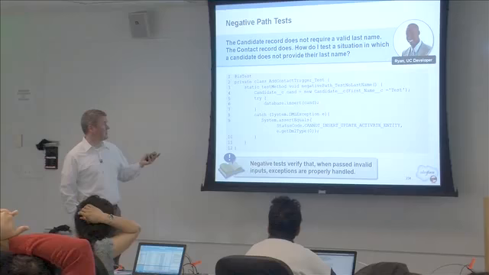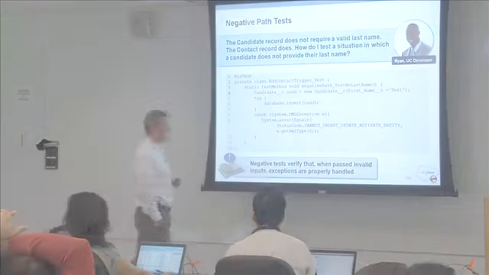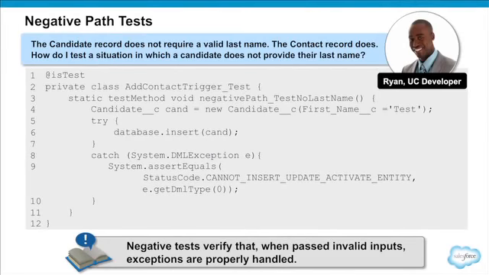So we're just checking that if we do not populate the last name, and in a contact the last name is a required field, so if we simply created a candidate with a first name and inserted it, the insertion of the candidate would succeed. But the trigger inserting the contact would fail because that's a required field on the contact. And so here we're just checking to see that we receive the proper exception.